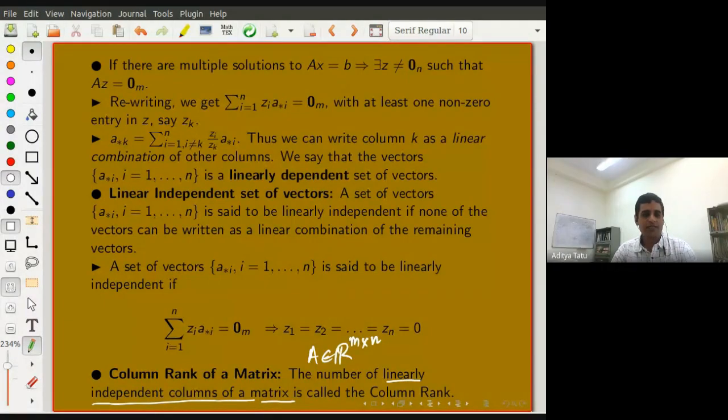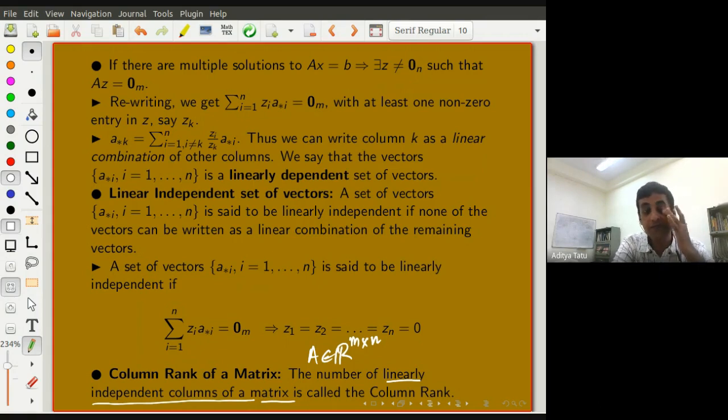The column rank of a matrix has to be less than or equal to the minimum of the number of rows and the number of columns. It cannot be greater than the number of rows in the matrix either. So if I have a 2 by 3 matrix, for example, the column rank has to be less than or equal to 2. And we'll see why anyway. So let's proceed with this.